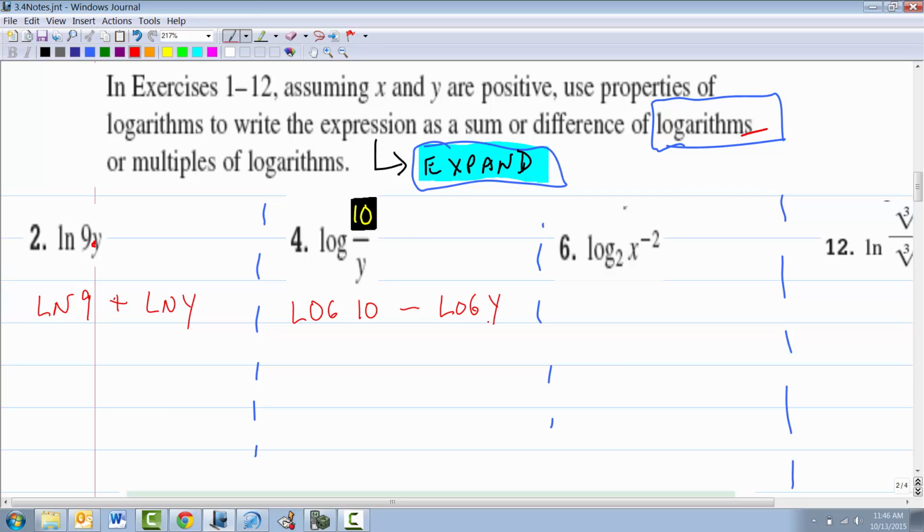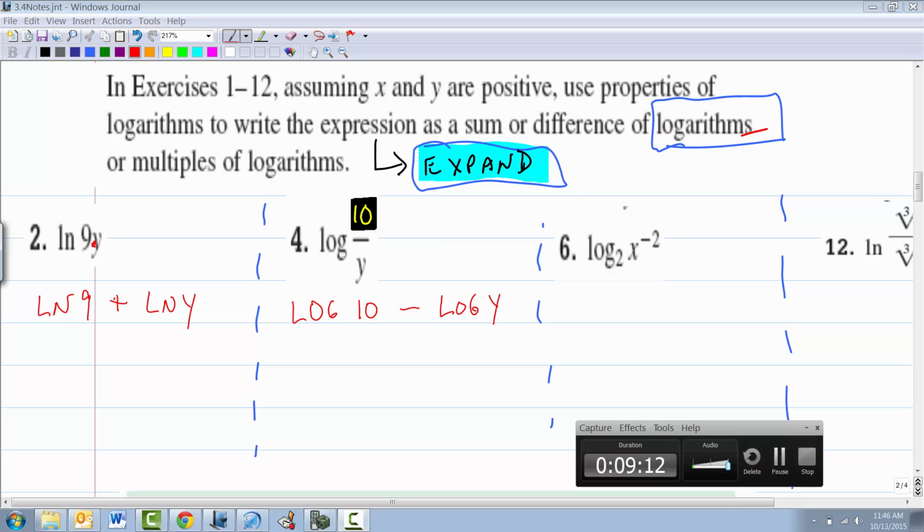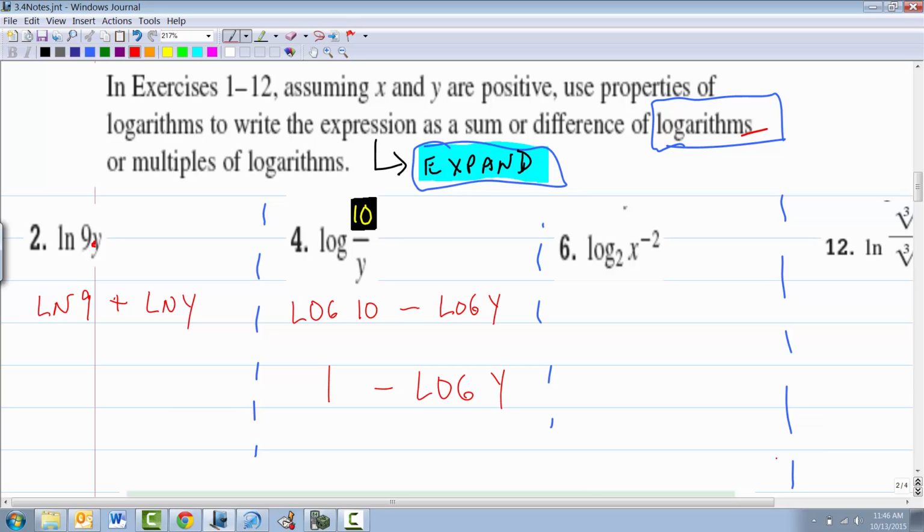Does anyone know what else we could do with this one? It's special compared to number 2. I'll let you think about that. Chew on that one for a little bit, like lunch. How did you get that? Yes. Log base 10 of 10 equals 1.